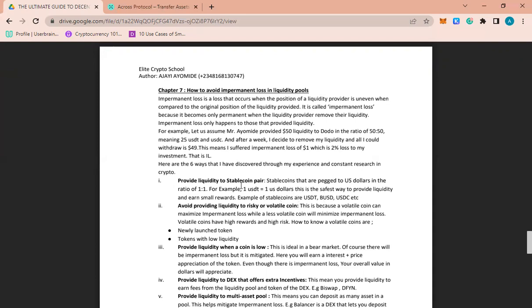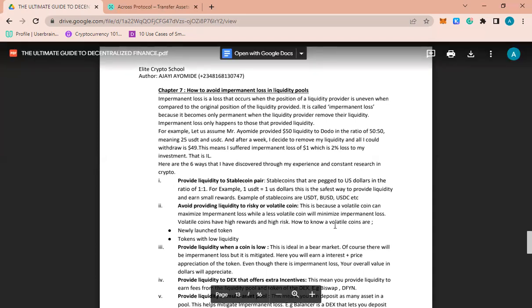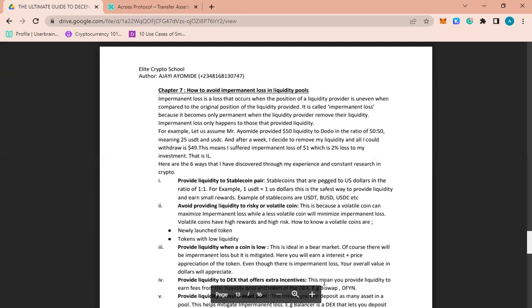Now, another thing to reduce impermanent losses: avoid providing liquidity to volatile or risky coins. Volatile coins are coins that are just launching. They are coins that will pump from $1 to $50 within a day or a week. Those are volatile coins, so avoid providing liquidity to them. Volatile coins can maximize impermanent loss while less volatile ones can minimize it. Two ways you can identify volatile coins are new launch tokens and tokens with low liquidity.